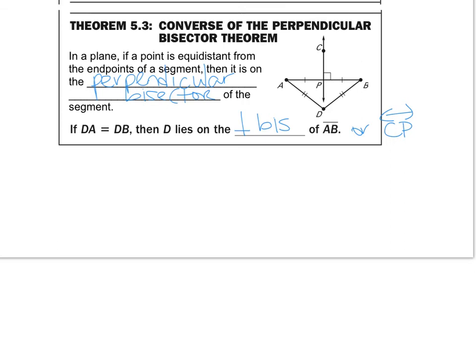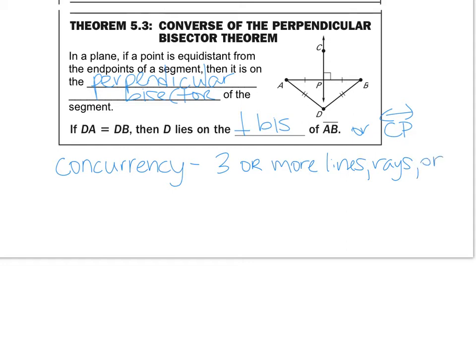Some extra vocabulary that I don't have in the notes that we need to just go over. Concurrency is three or more lines, rays, or segments that intersect at the same point.